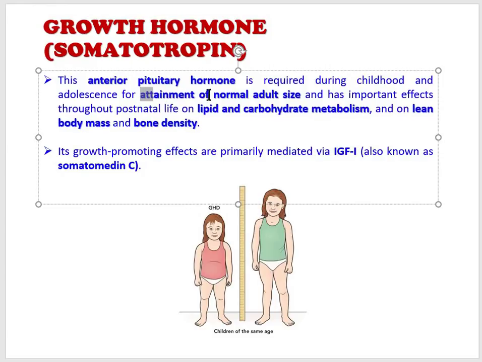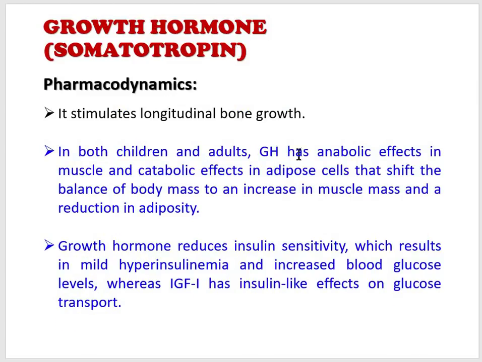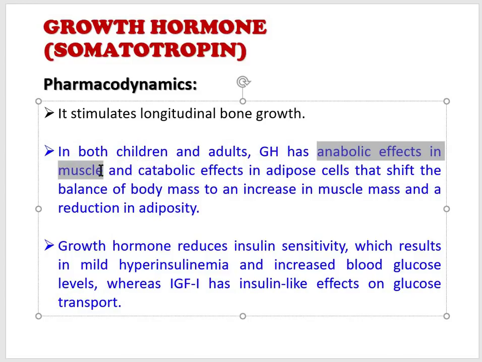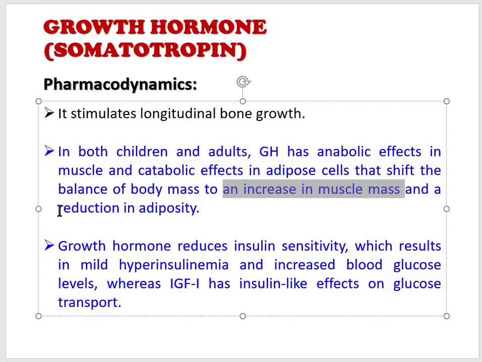Not only is this hormone required for attainment of normal adult size, it is also implicated in lipid and carbohydrate metabolism. How? Growth hormone has anabolic effects on muscle and catabolic effects on adipose cells. So it will increase muscle mass and reduce adiposity. If you have a deficiency, it will do the opposite and induce obesity. And this is critical: growth hormone increases blood glucose level, whereas IGF has an insulin-like effect, meaning it is going to decrease blood glucose level.